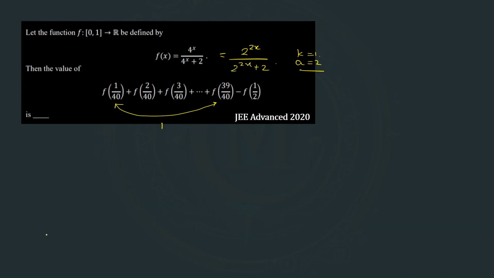So how many ones are there? There are altogether 1, 2, 3, 4, so on up to 19, because 19 will get paired with 21. So there are altogether 19 ones. Plus, now if we consider the term f(20/40), there is no pair for this term. So there will be f(20/40), which is half, and minus this f(half) is there. So basically they cancel each other. So our answer comes out to be 19.